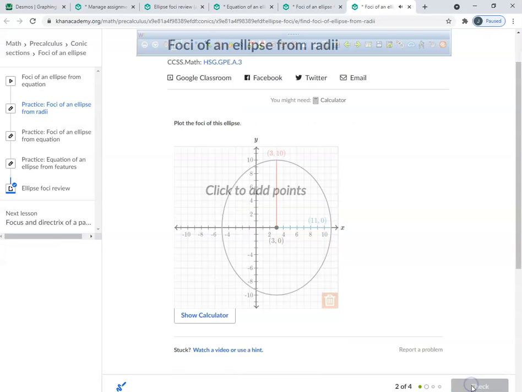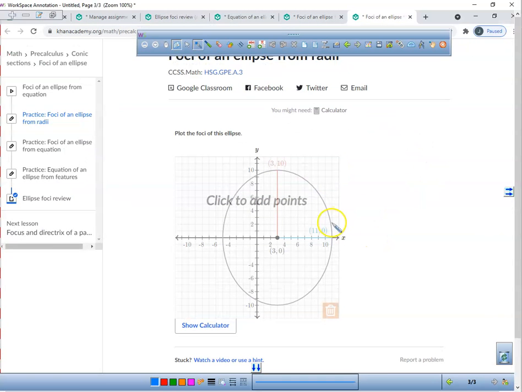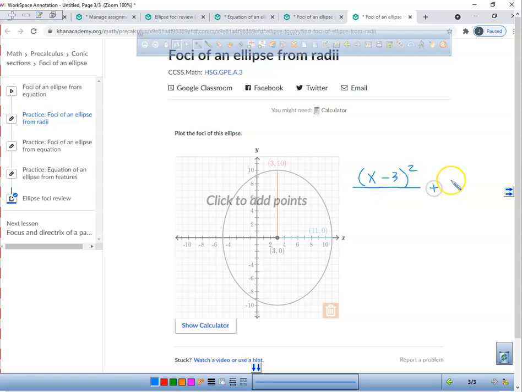Check it. Let's do one more. If you would, help me create the ellipse that goes with this. I'm going to start with x's. Where's my center at? 3, 0. So it's going to be x minus 3 squared over something, right? I'm just going to put y squared. Why? Because it doesn't go up or down, so it's y squared equals 1.